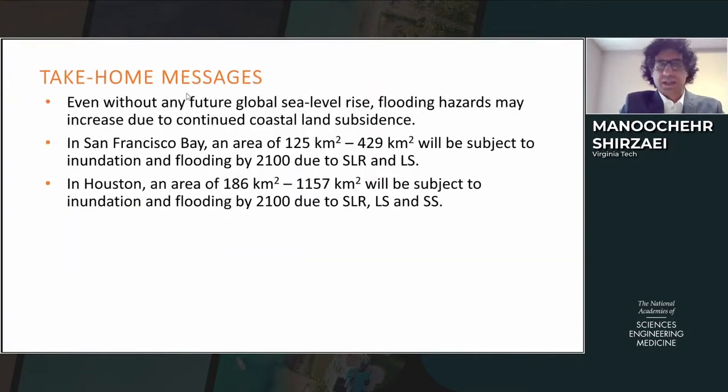So a few take home messages for this last chunk of the presentation. It's important to remember, even without sea level rise, flooding hazard may increase due to continued coastal land subsidence. In San Francisco Bay, we estimated that something between 125 square kilometers to 429 square kilometers will be inundated due to the sea level rise and land subsidence by 2100. And in the Houston area, something about 186 to 1,157 square kilometers are subject to inundation by 2100, given different SLR, different storm surge and land subsidence scenarios. Thank you very much.